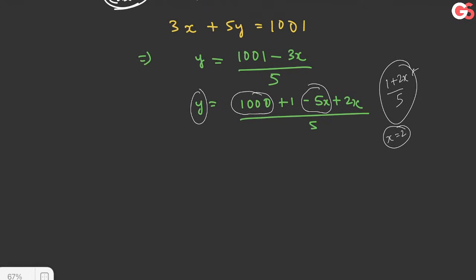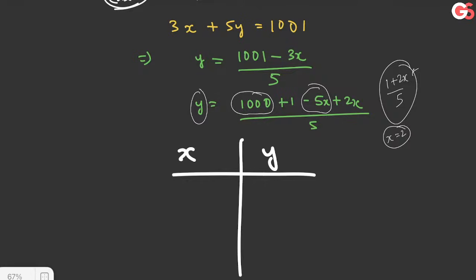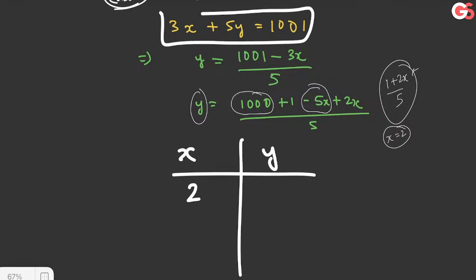Cool. Hey Surbi, you also here? X here, y here. I got the first value of x as 2. The moment I got x as 2, now I can calculate the value of y as well. How? By putting it here, right? So 3 into 2 is 6, plus 5y is equal to 1001. So 1001 minus 6 is 995, and 995 divided by 5 is how much?